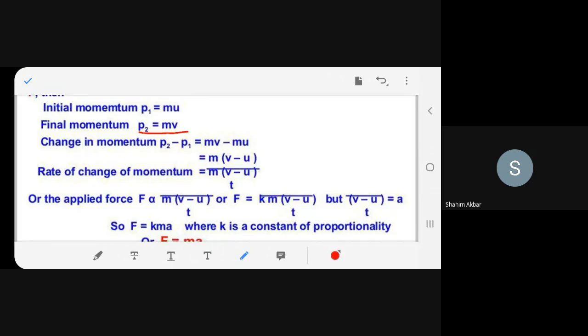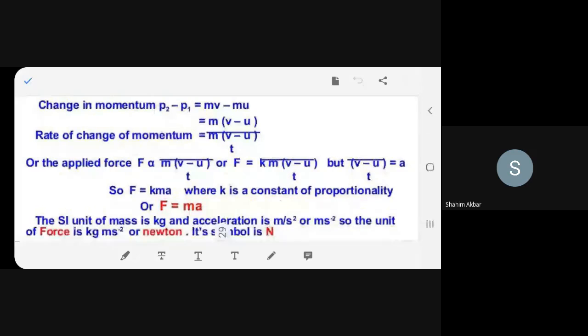What is P2? mv. What is P1? mu. So whenever you are working with change, we have to find the difference. Whenever we are trying to find a change, that means we have to find the difference. The initial has to be subtracted from the final. You know that, right? Yeah, ma'am. Okay. So mv minus mu is equal to m in bracket v minus u.